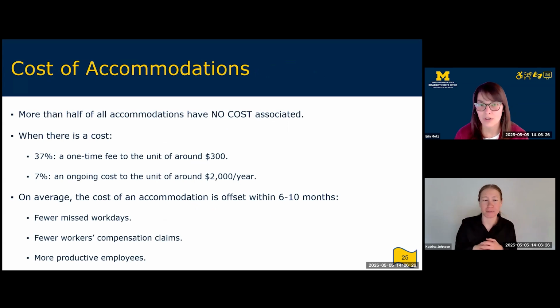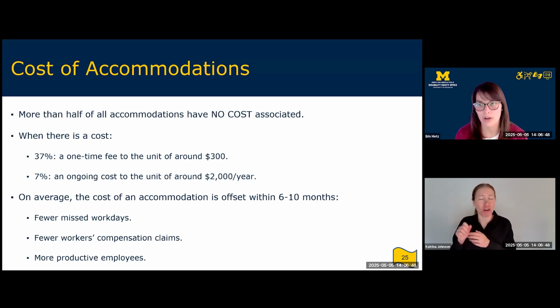I often get asked what the costs associated with accommodations are, and I'm happy to announce that more than half of accommodations have no cost whatsoever. But when there is a cost, the majority of people state that the fee to the unit is less than $300. For accommodations that require an ongoing cost, it's less than $2,000 a year.